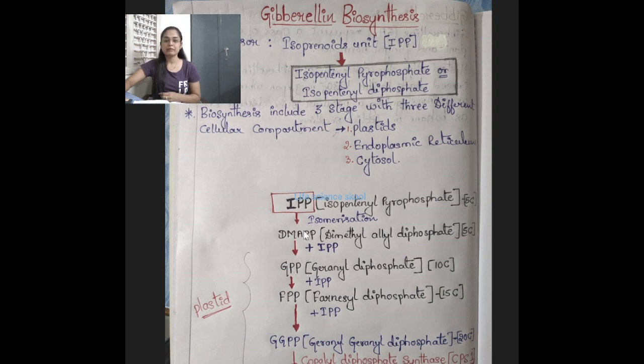GPP, DMAPP is converted into GPP, and then in the next step again one more isopentenyl pyrophosphate is going to add, and then it is converted into farnesyl diphosphate, which is a 15-carbon molecule. And again for this FPP, one more isopentenyl pyrophosphate is going to add, so that it is going to convert into a very important one, that is geranylgeranyl diphosphate, which is a 20-carbon molecule. So you have to remember this molecule. This molecule is also very important. In the exam they will ask geranylgeranyl diphosphate.